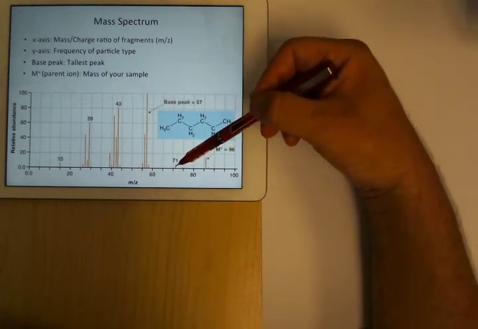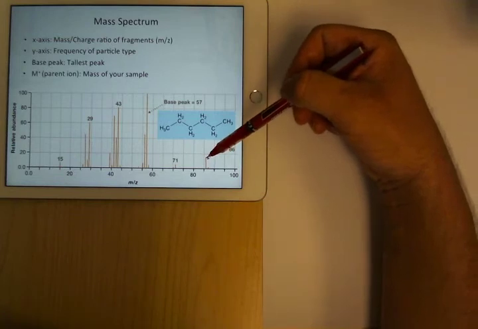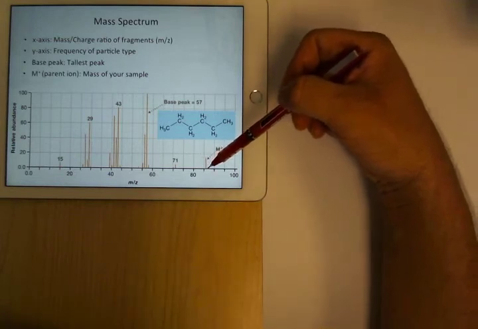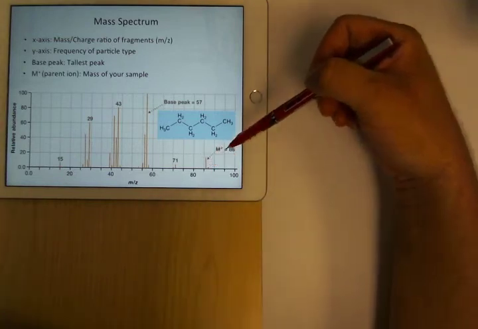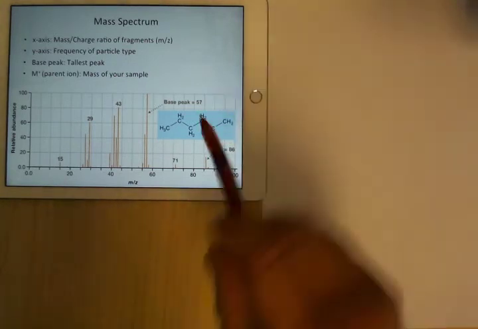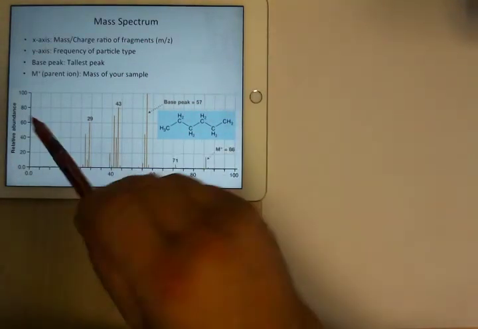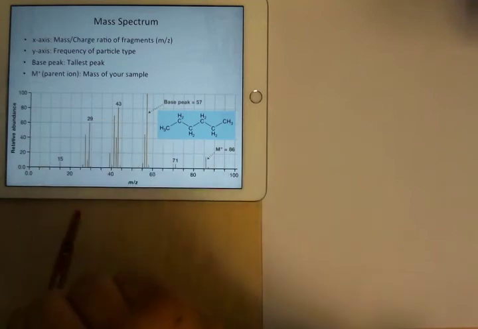We're getting a few hits at 71. We're getting a few hits at 86. Just a small amount of hits at 87, stuff like that. And so you get this fragment pattern. So it's just relative abundance here. It's technically mass over charge.